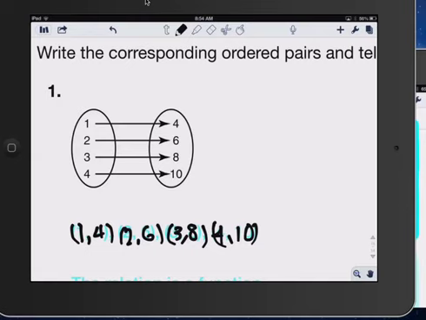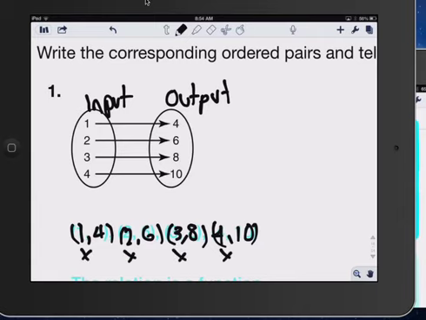What are your coordinates? This is the input, and this is the output. Notice that there's one input, there's one x. None of the x are the same, none of the domain. None of the inputs are what variable? The first number. What variable is that? X. The input is what variable? X.